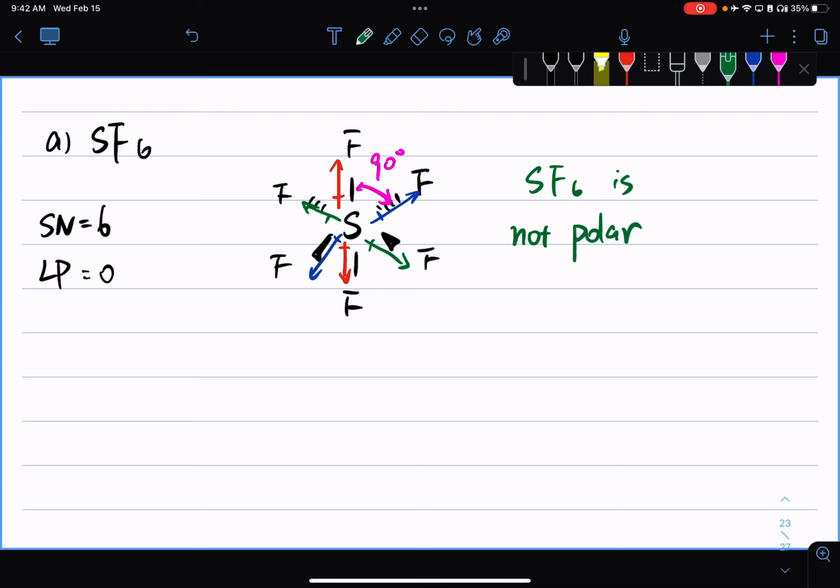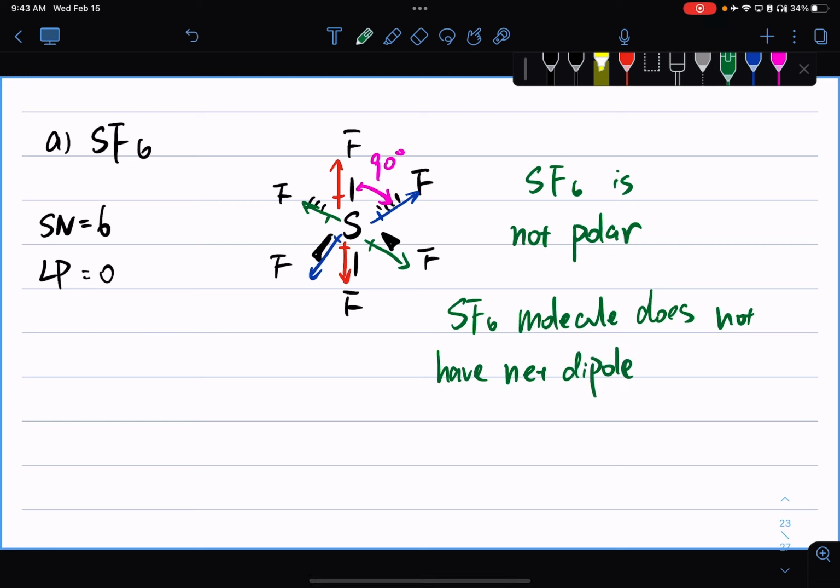When we say this molecule is not polar, what we're actually saying is the SF6 molecule does not have a net dipole moment. So they all cancel each other out. All right, so that's our SF6. And now we're moving on to SF4.